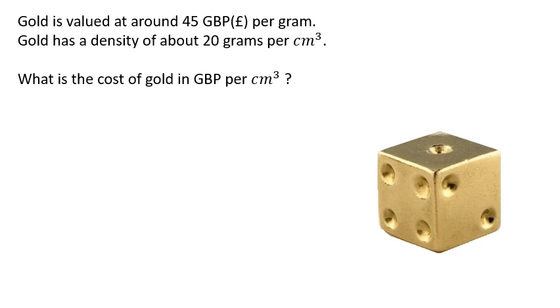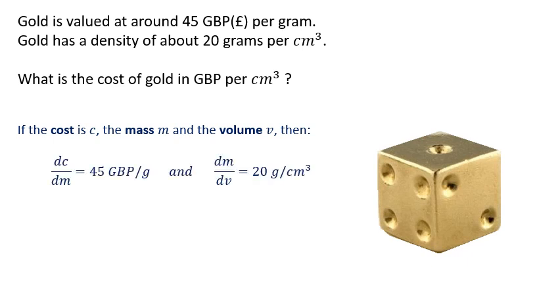So the way you use those two bits of information is to treat them as what they are. They're essentially a ratio between the three different things. We've got cost, mass, and volume. We have one connection between the cost and the mass, and another connection between the mass and the volume. And we don't care about the mass of the die. In fact, all we care about is the fact that we know it has a volume of 1 cubic centimetre. We want to cut the mass out of the equation, get rid of the middleman, and leave ourselves with the cost per cubic centimetre, the cost of a 1 by 1 by 1 centimetre gold die.